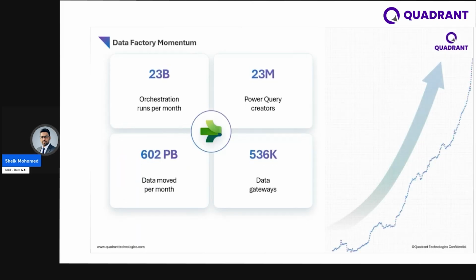So I think you can take a look at the momentum already, with a few metrics right out there. Those are bigger numbers, as you can see here: the orchestration runs per month, the data move per month, and the data gateway so far. So the momentum is huge within Data Factory if you're planning to build those pipelines and parameterize them, and whatever connectors you may want to connect. So the momentum is happening within Data Factory within Fabric now.